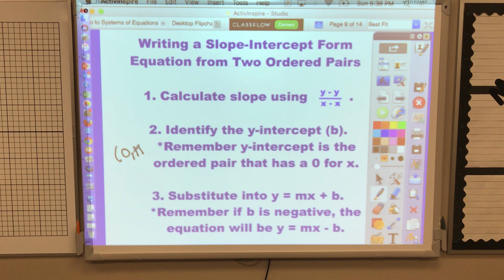So you always want to see if they gave that to you, and remember that looks like 0 and a number. Okay, so now they're not giving us that picture, they're giving us ordered pairs. We still need to find m, which is our slope, still need to find b, and then we're ready to substitute.